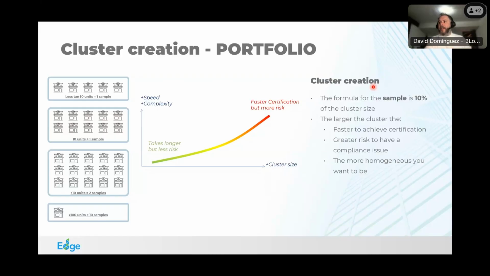However, the bigger the cluster, the less homogeneous it is, meaning your buildings are different among them. It is best to have them as clone buildings. However, that is not going to be the case, because the market doesn't behave that way. So the bigger the cluster, the more the complexity. However, the faster you will achieve certification.